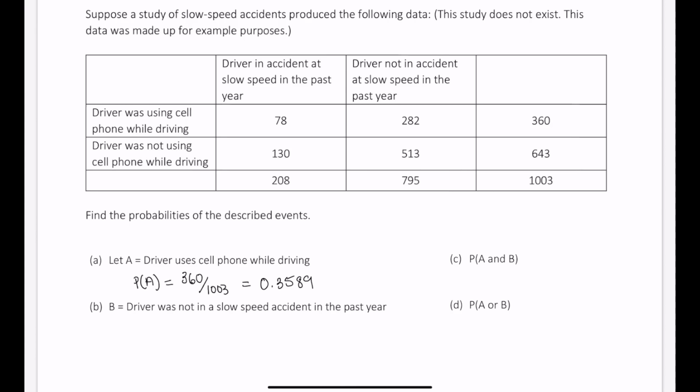Okay, part B. What is the probability of this event, event B? The driver was not in a slow speed accident during the past year. Well, drivers not in slow speed accidents are here. And there was a total of 795 drivers not in a slow speed accident during this past year. So the probability of B is equal to 795 divided by, again, the grand total of 1,003. And this works out to be 0.7926.